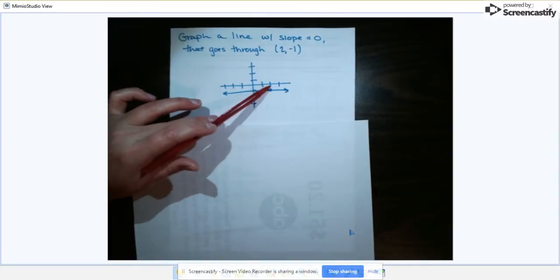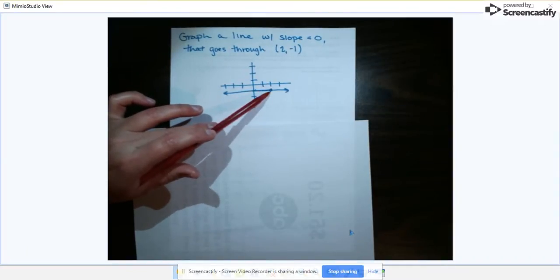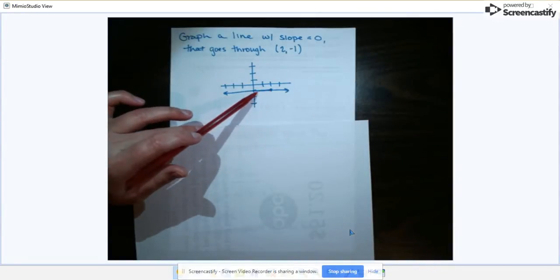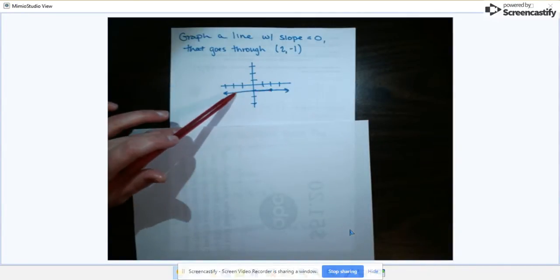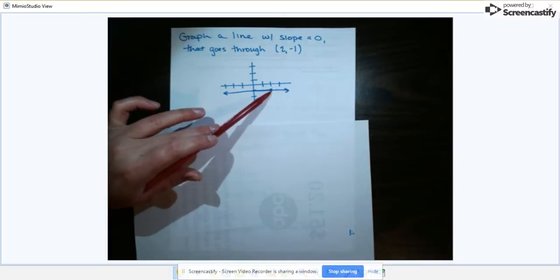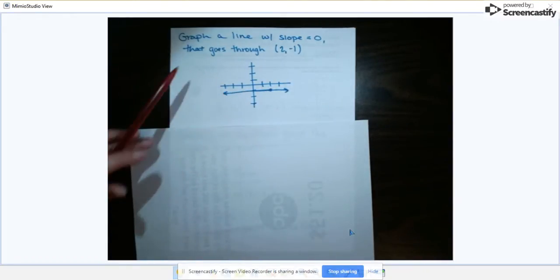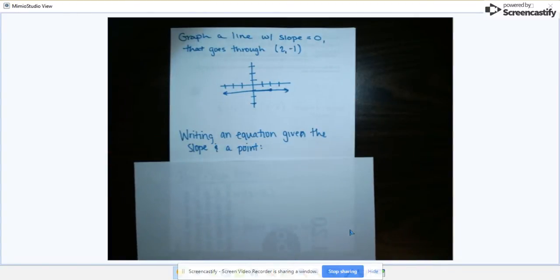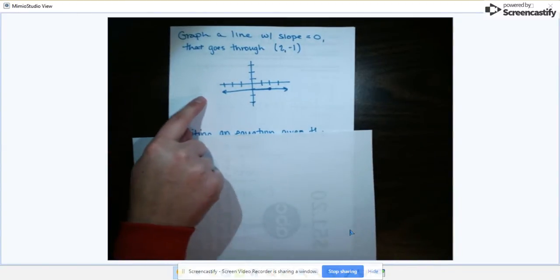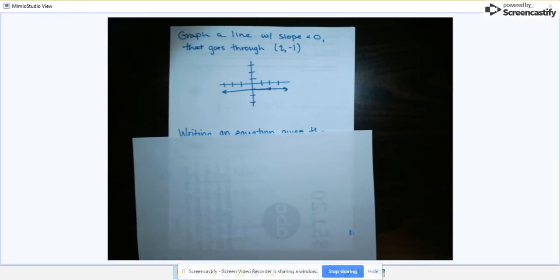So 2, -1. So over 2, down 1. Slope of 0 means we rise 0, and then we run, and I didn't even put another dot, but we can run however many we want, okay, because we're not rising at all, so it'll stay on this horizontal line of y equals -1. Something similar to up here, if we had a slope that was undefined, remember that would be a vertical line.